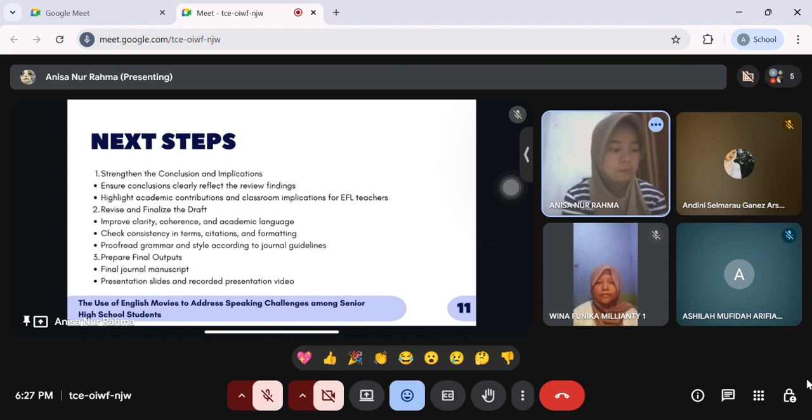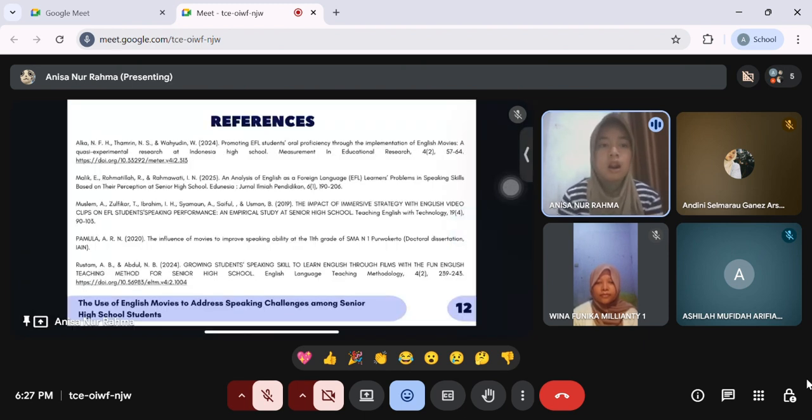Okay, next slide, please. Okay, so here are the references from our research topic. The references used in the studies come from relevant journals and academic studies that focus on EFL speaking skills and the use of English movies in learning. Most of the sources were published between 2019 and 2025, so the information is based on recent research and current learning conditions. These references support the discussion by showing real research findings about students' speaking problems and how English movies can help improve speaking skills for senior high school students.